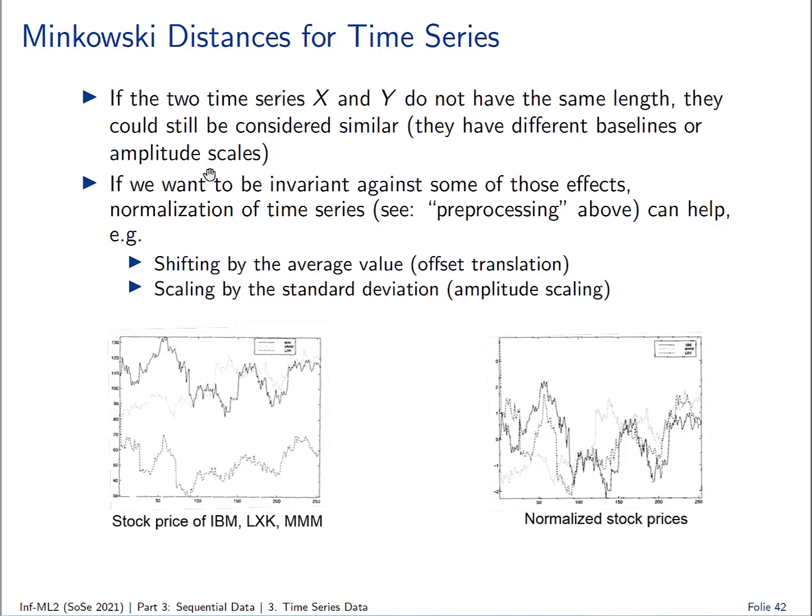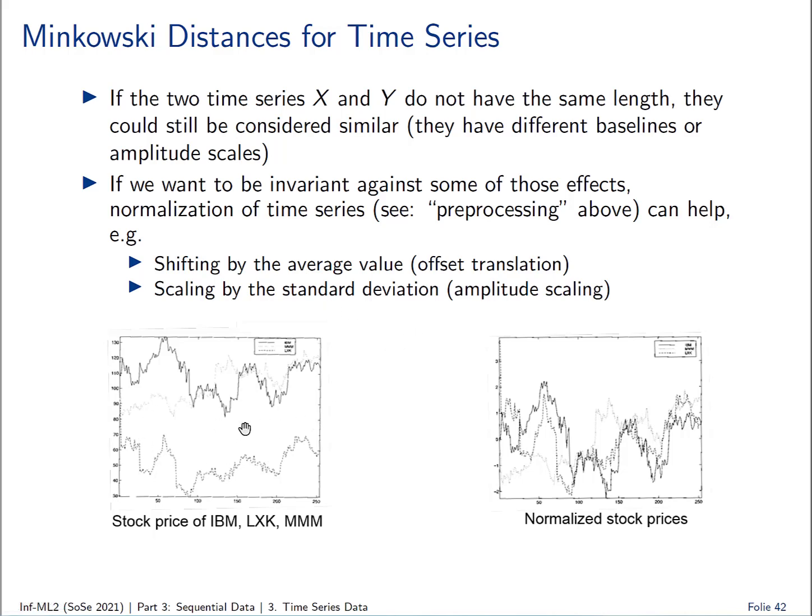If we want to be invariant against those effects, we already saw that we could normalize the time series. We saw that in the pre-processing material we talked about. So for example, if we have different baselines and different amplitude scales, we could do offset translation, shifting the whole thing by the average value. We could do amplitude scaling through normalization by the standard deviation and so on. And you see the effect here.